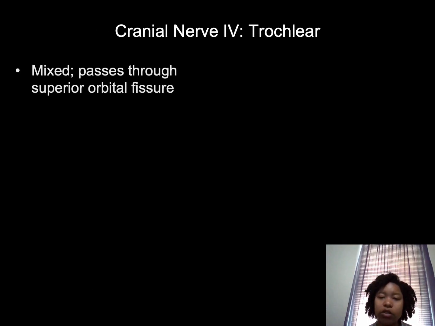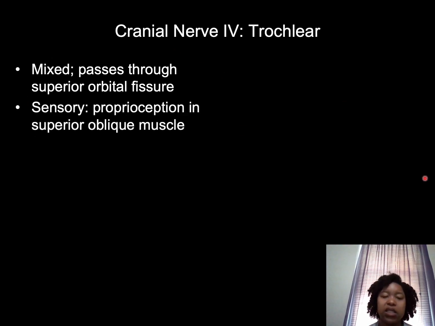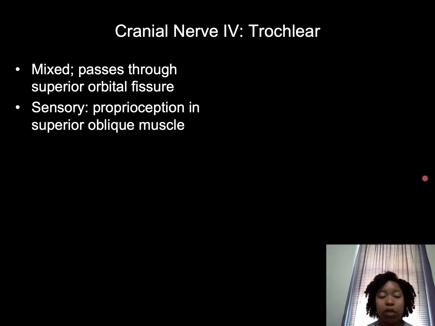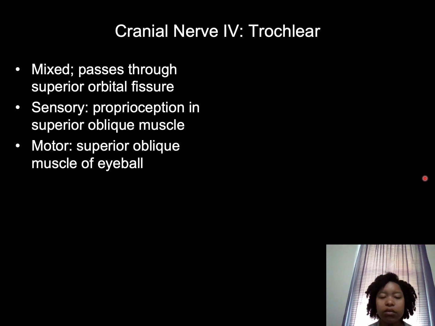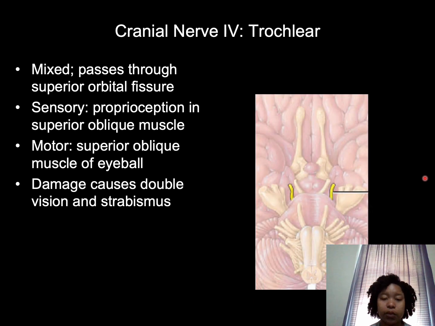And the trochlear nerve is cranial nerve 4. This is a mixed nerve that passes through the superior orbital fissure as well. It carries sensory information for proprioception in the superior oblique muscle, and then motor information for that same muscle of the eyeball, so helping with eye movement a little bit. But damage to this causes double vision and strabismus. And there it is, there's cranial nerve 4.